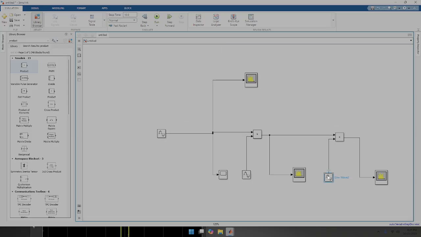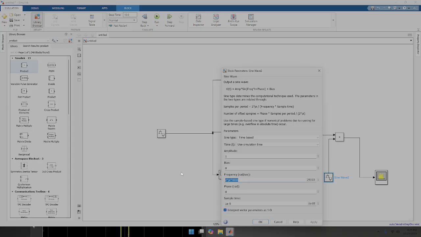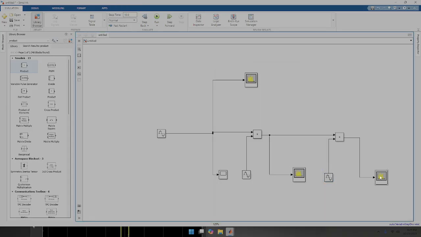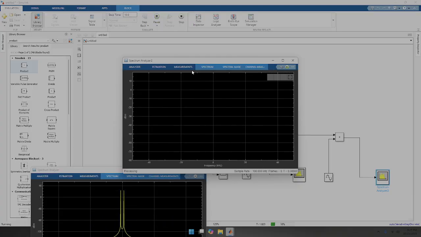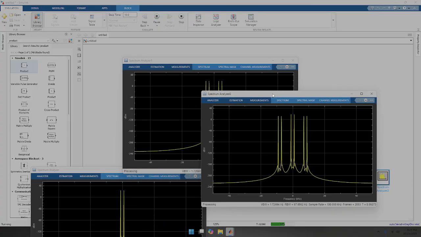Now you see that this is the same 4 kilohertz frequency, and when I multiply it again to the modulated signal, it's going to give the original signal back. Meaning the signal that was here, we will get the same one here. So if you run it, there you go.